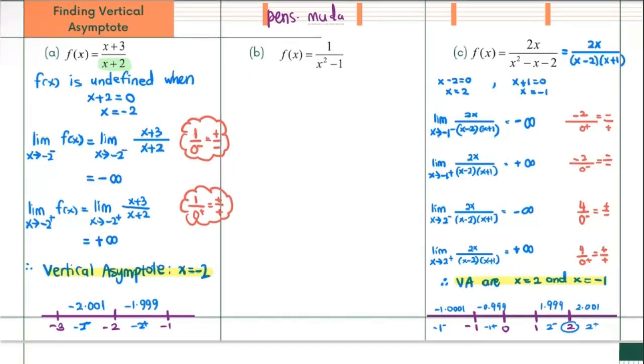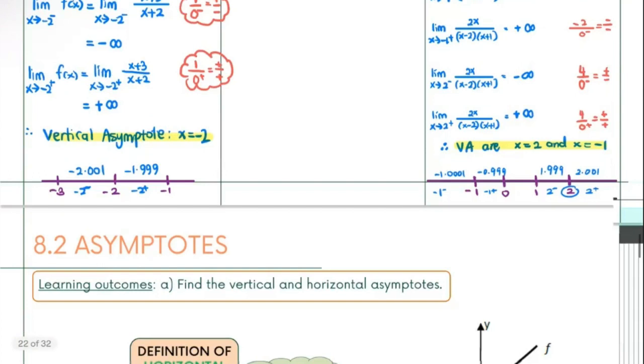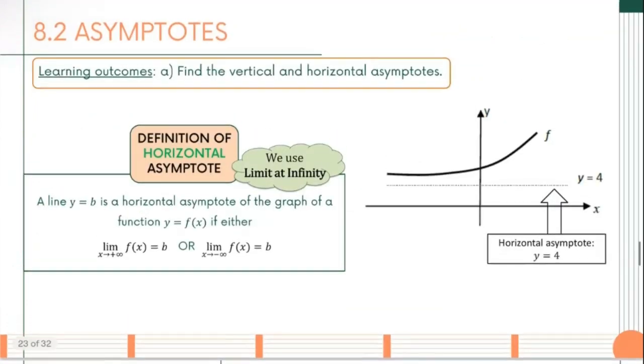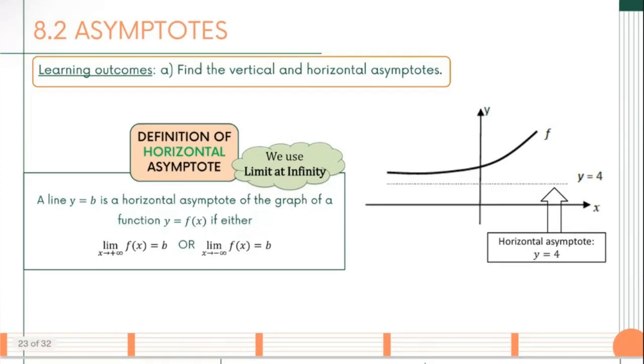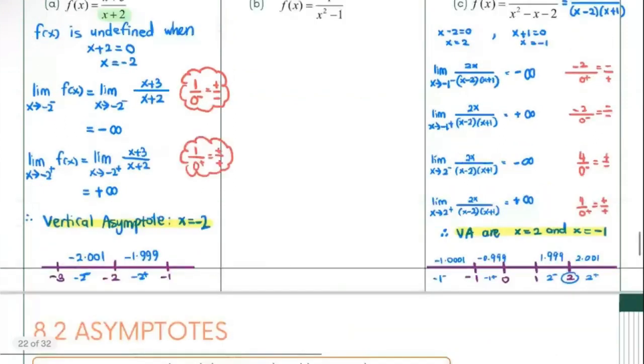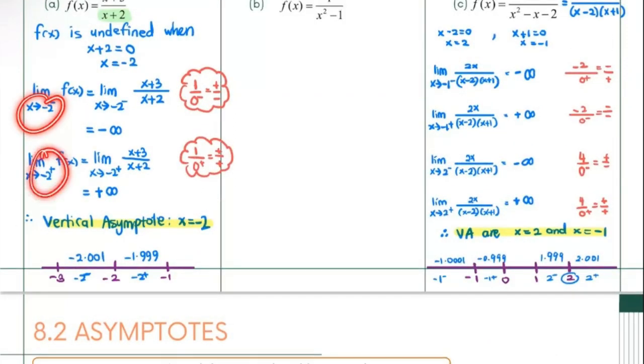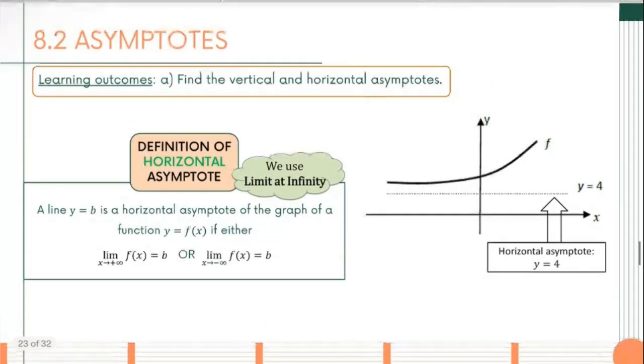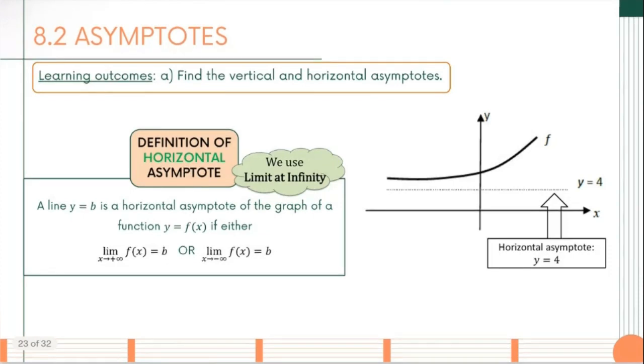Now saya tunjukkan pula untuk horizontal asymptote. Okay. Horizontal asymptote dia opposite kepada vertical asymptote. Tadi vertical kita masukkan nilai x equals to a dalam function. Kan? Kita gantikan x equals to a dalam function ini dan kita akan dapat infinity. Okay. Kalau horizontal asymptote, horizontal dia adalah value kepada y. Nampak tak line y ini?